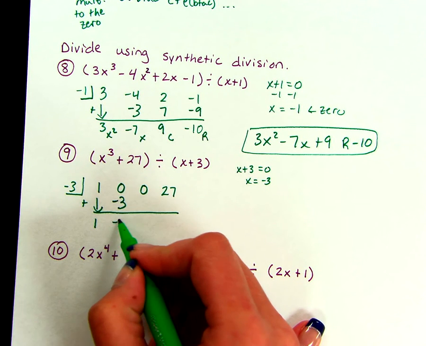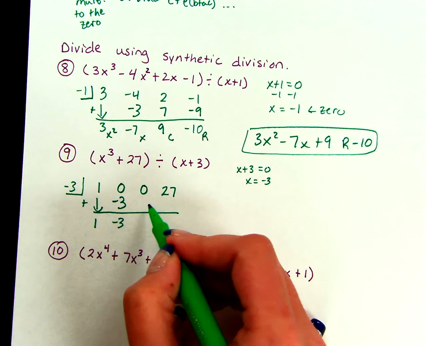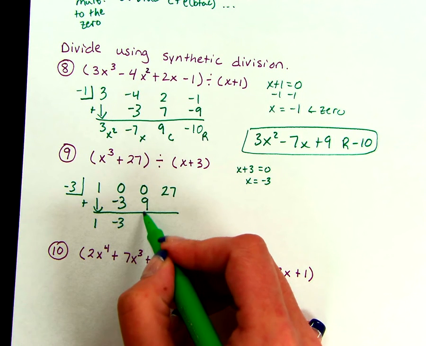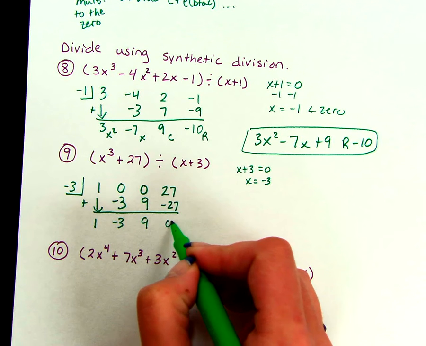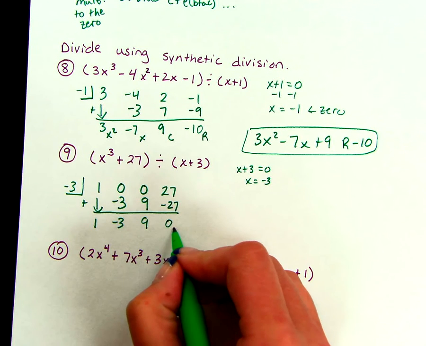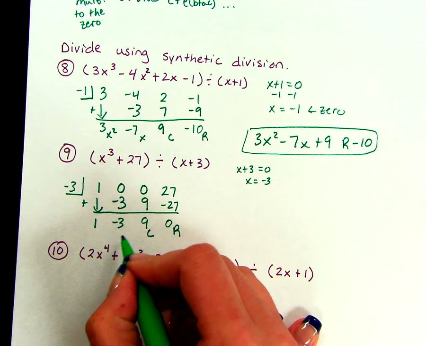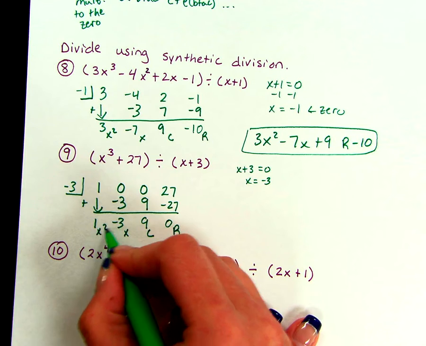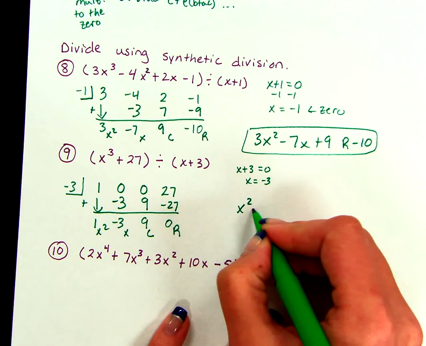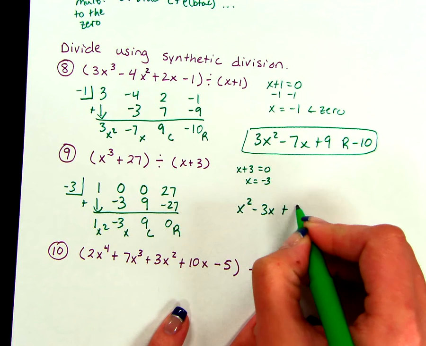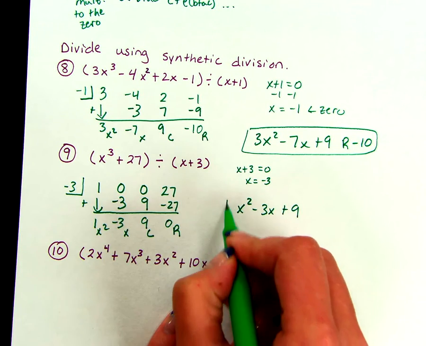Here we add, so that's negative 3. Then multiply to get positive 9. Add to get 9. Multiply to get negative 27. Add to get 0. So again, remainder, constant, x term, x squared term. So our final answer for this is x squared minus 3x plus 9, remainder 0, so we wouldn't write it.